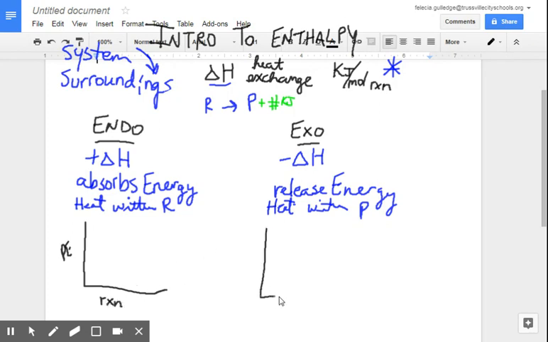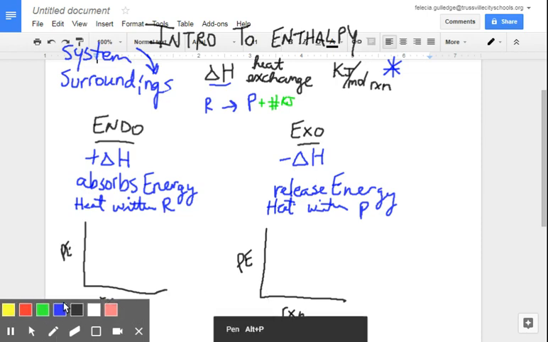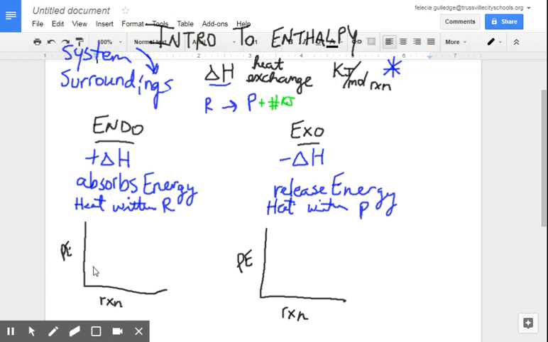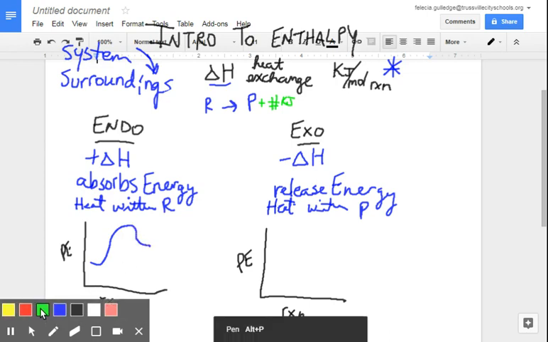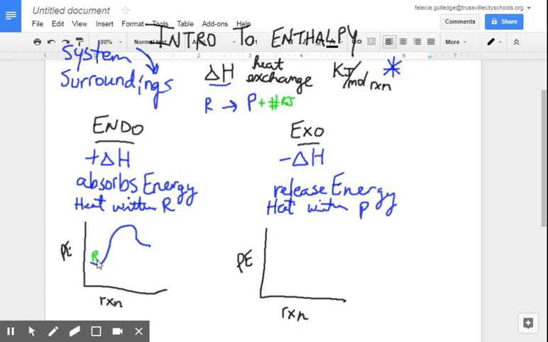So let me draw one for the exothermic as well. So energy, potential energy, and reaction progress on my x-axis. If I have an endothermic reaction, this is what my graph will look like. You have reactants and you have products. What I will see is that my reactants right there has a lower energy than my products, because what's happening is I'm absorbing energy into the system.